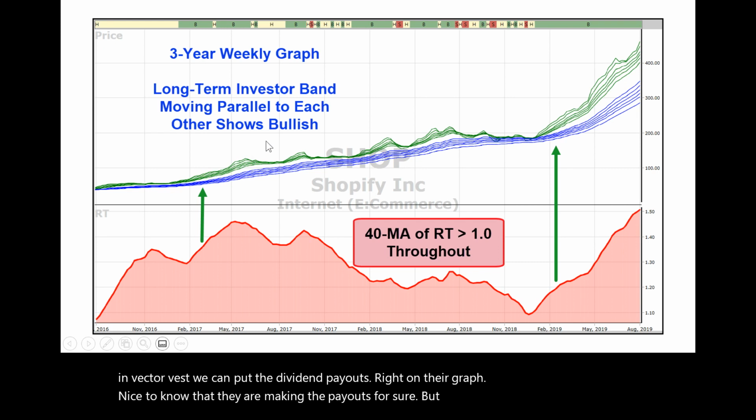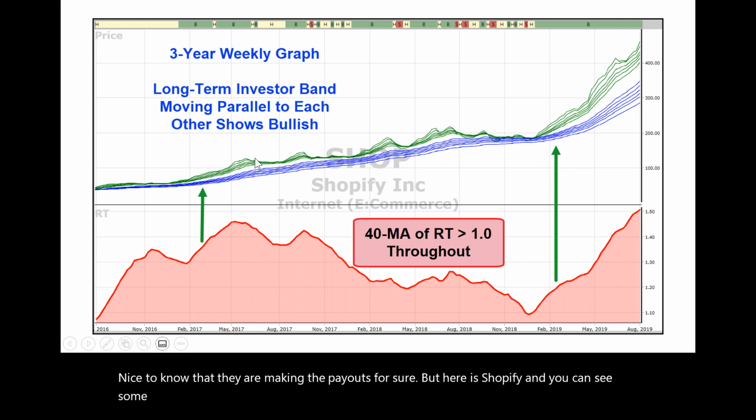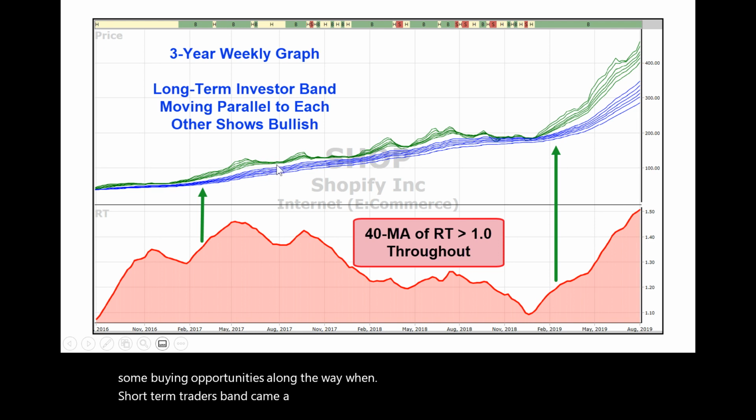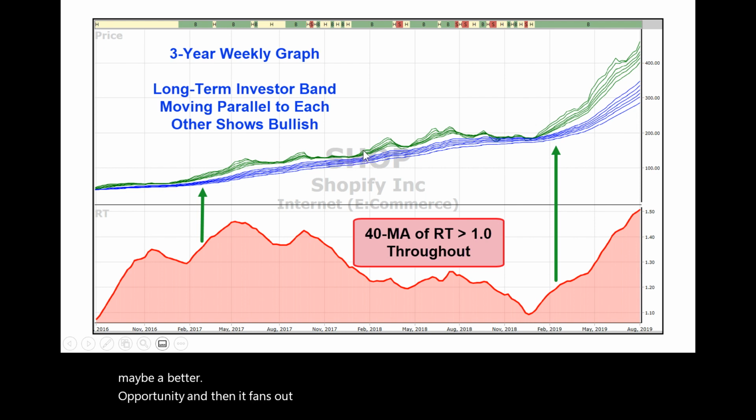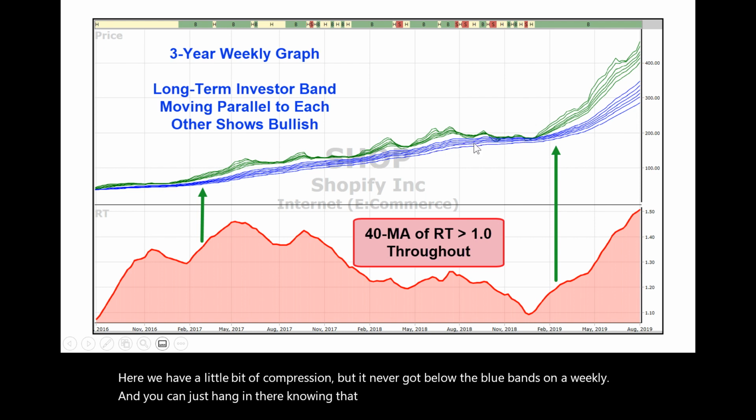But here's Shopify, and you can see some buying opportunities along the way when the short-term traders band came a little bit closer to the long-term traders band. Maybe here was maybe a better opportunity, and then it fans out or expands, and that's a good entry point. This is a good entry point. Here we have a little bit of compression, but it never got below the blue bands on a weekly, and you could just hang in there knowing that the long-term investors are still hanging in there. And then we get the breakout with a nice fanning out of the green lines and the blue lines.